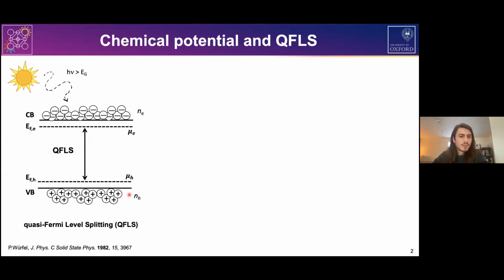As you all know, when we have a semiconductor under illumination, we have a photogeneration of free electrons in the conduction band and free holes in the valence band. Now this carrier population cannot be described anymore by one Fermi level, but we need to describe them using a quasi-Fermi level for electrons and a quasi-Fermi level for holes. The splitting of these two levels is what we call quasi-Fermi level splitting. And this is an essential quantity that we're going to use to assess the quality of our semiconductor.